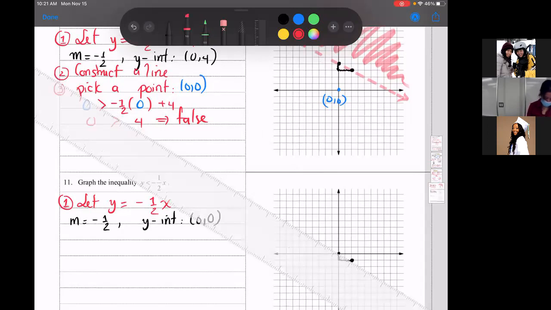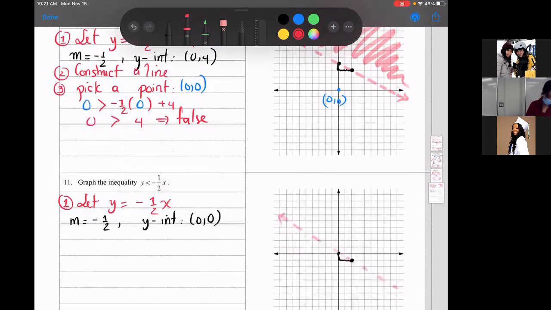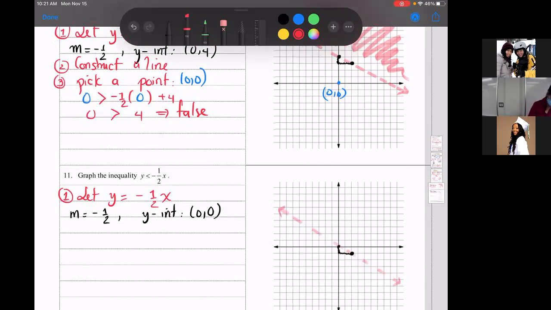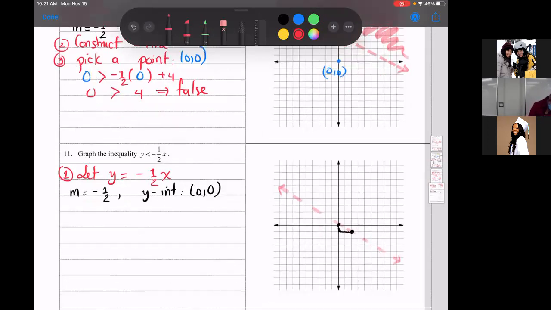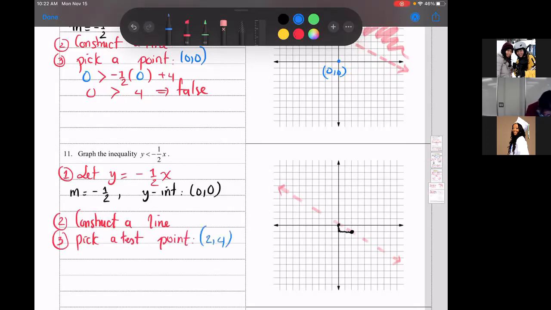I think I like this method better than picking points. I cannot pick my favorite point anymore, so pick something else. 2, 4. Where's 2 comma 4? 2 and then 4. Sometimes it's harder for you when you do things up close.